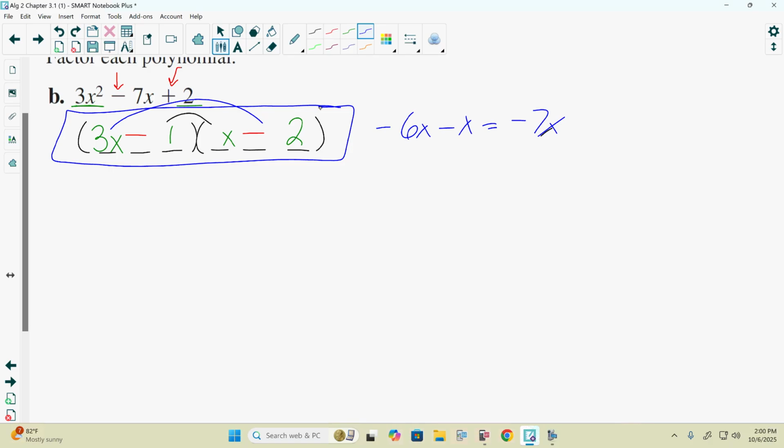Even though we didn't check it, we don't really need to. 3x times x is still 3x squared. X times x is x squared. 3 times 1 is 3. That works. Negative 1 times negative 2, the negative times the negative is a positive. 1 times 2 is still 2. Questions on this here?